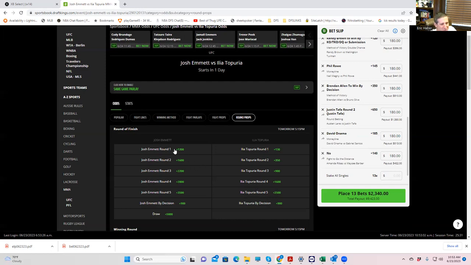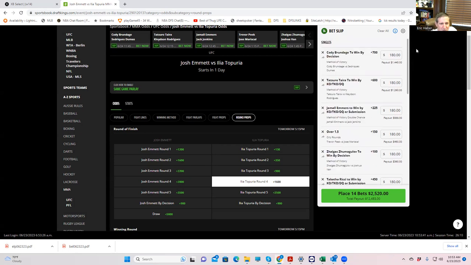Or Emmett round one plus 1200. I mean, it just takes one shot, right? Emmett round two plus 1600. I should probably play both of these things. Topuria round four plus 1600. Or Emmett round one or two. Well, we can't do round one, it's not big enough. So either Emmett round two or Topuria round four. Let's go with the safer one. We'll go Topuria round four plus 1600.